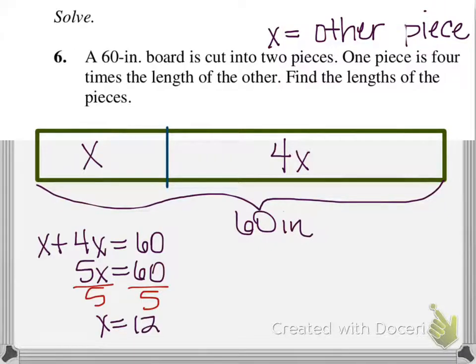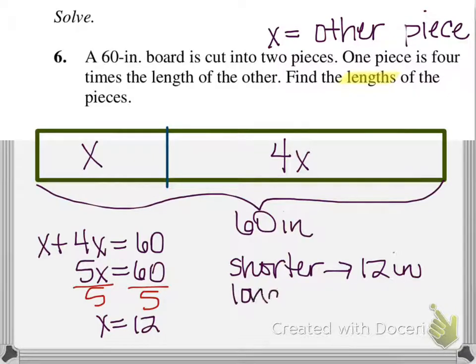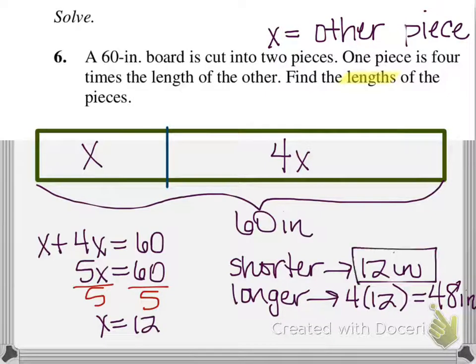Well, that means the shorter piece, or your other, is 12 inches. If we reread the problem, it says find the lengths, which implies that we're going to have 2 answers. So 12 inches is only half the answer. The longer side is going to be 4 times 12, which is 48 inches. So there's my 2 answers, 12 inches and 48 inches.